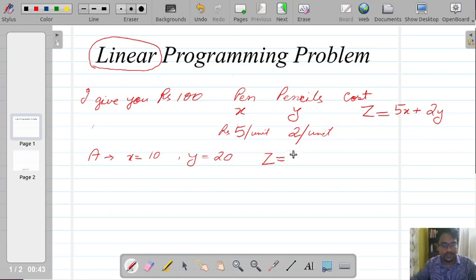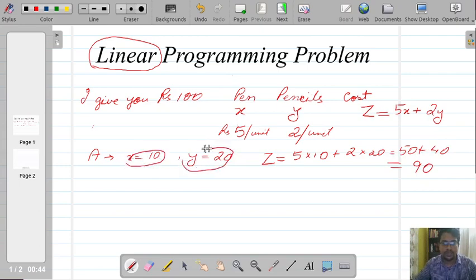So in the first case for A, what is 5X plus 2Y? It is 5 into 10 plus 2 into 20, so it's 50 plus 40. A has come up with one solution where X is 10 and Y is 20, and the total cost incurred is 90, and I am left with 10 rupees. So A returns 10 rupees to me. So this is one solution of this problem. Nobody can deny that this is a solution.